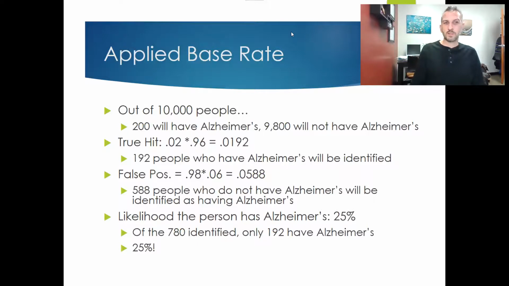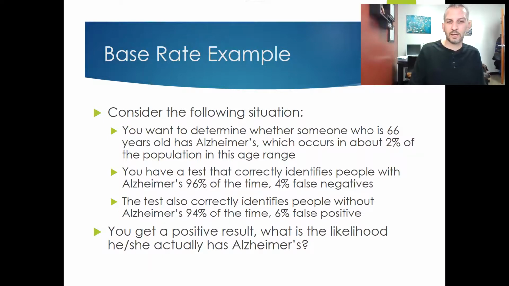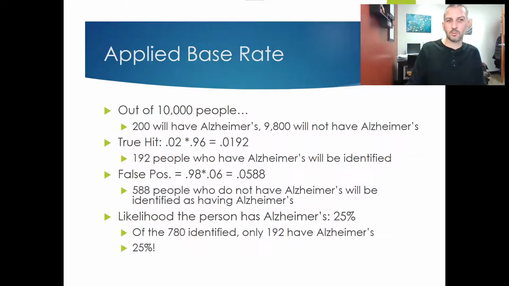Let's say you have 10,000 people, 10,000 66-year-olds. 200 of those will have Alzheimer's. 9,800 will not. The likelihood that you'll get a true hit is 200 times 0.96, so 96% are accurately identified as having Alzheimer's. That's 192 people out of the 200. That seems good. You missed 8 people out of the 200, but okay, that happens.